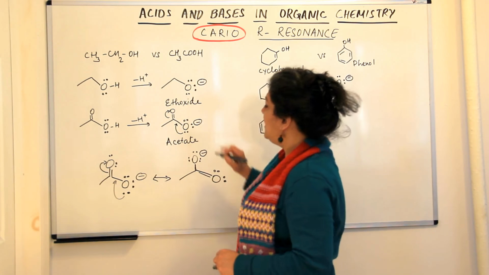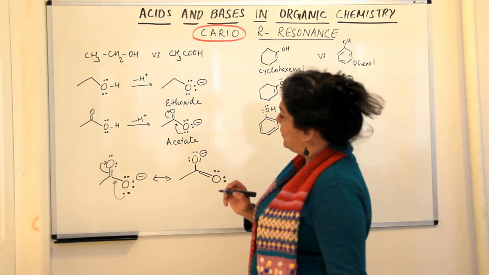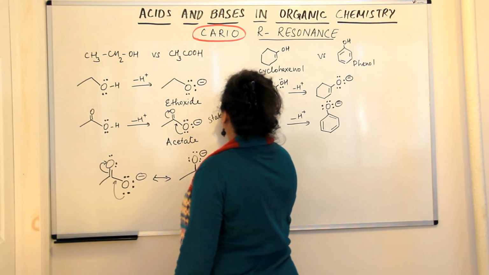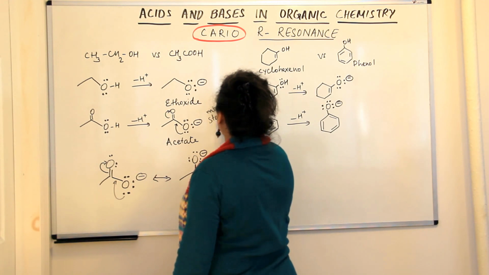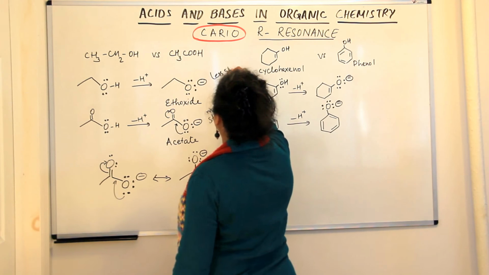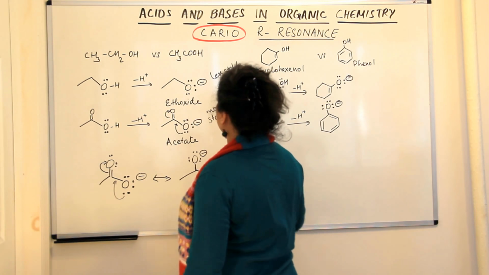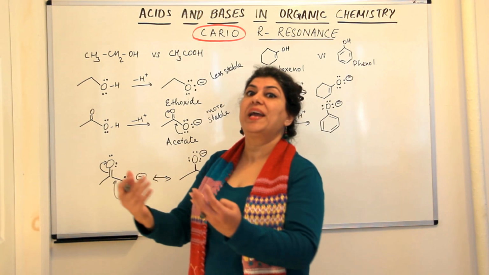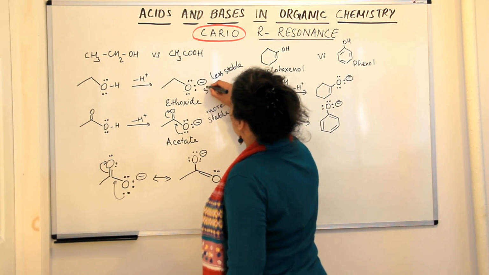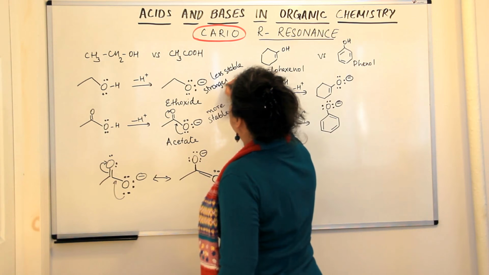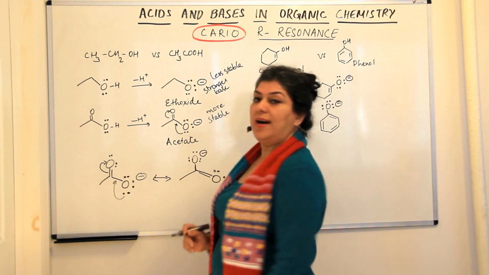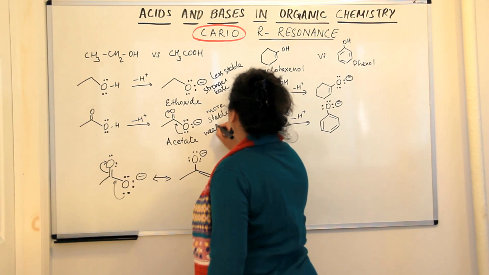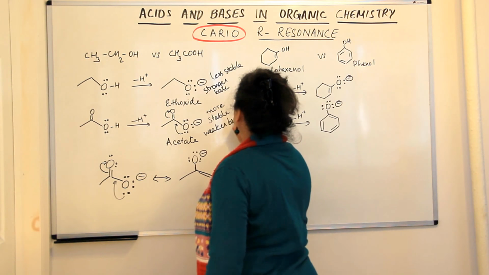So when we are comparing these, we say the acetate ion, due to the presence of resonance, should be more stable. And if this is more stable, this is less stable. If this is less stable, what does it tell me about the basic character? Less stable means it is more reactive, so it is a stronger base. The ethoxide ion would be a stronger base, while the acetate ion would be a weaker base.